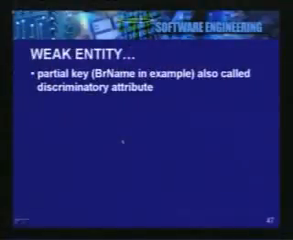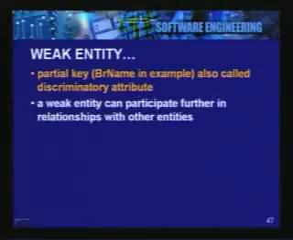This is the example where we had branch name as a partial key. It is called the partial key, or also called the discriminating attribute. A weak entity such as a branch that we saw can participate in further relationships, and we had that example of having accounts with branches.